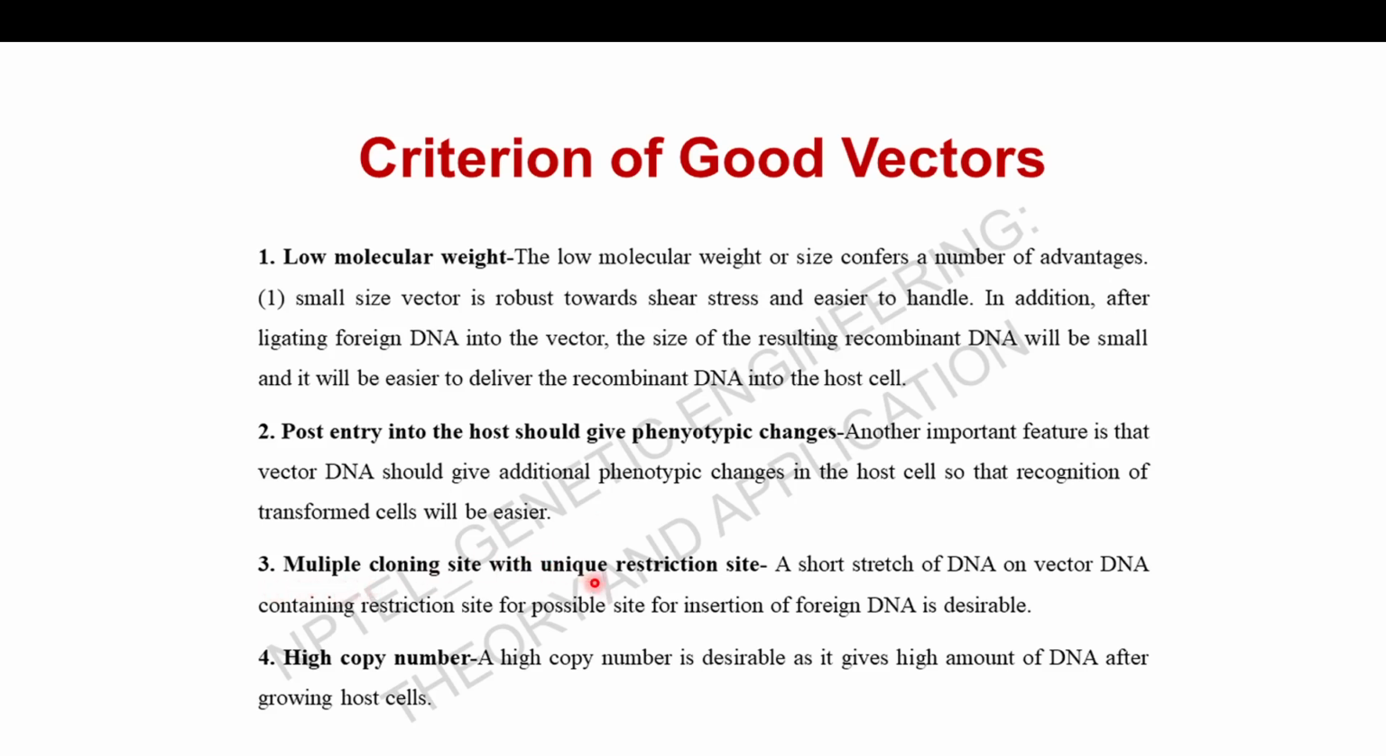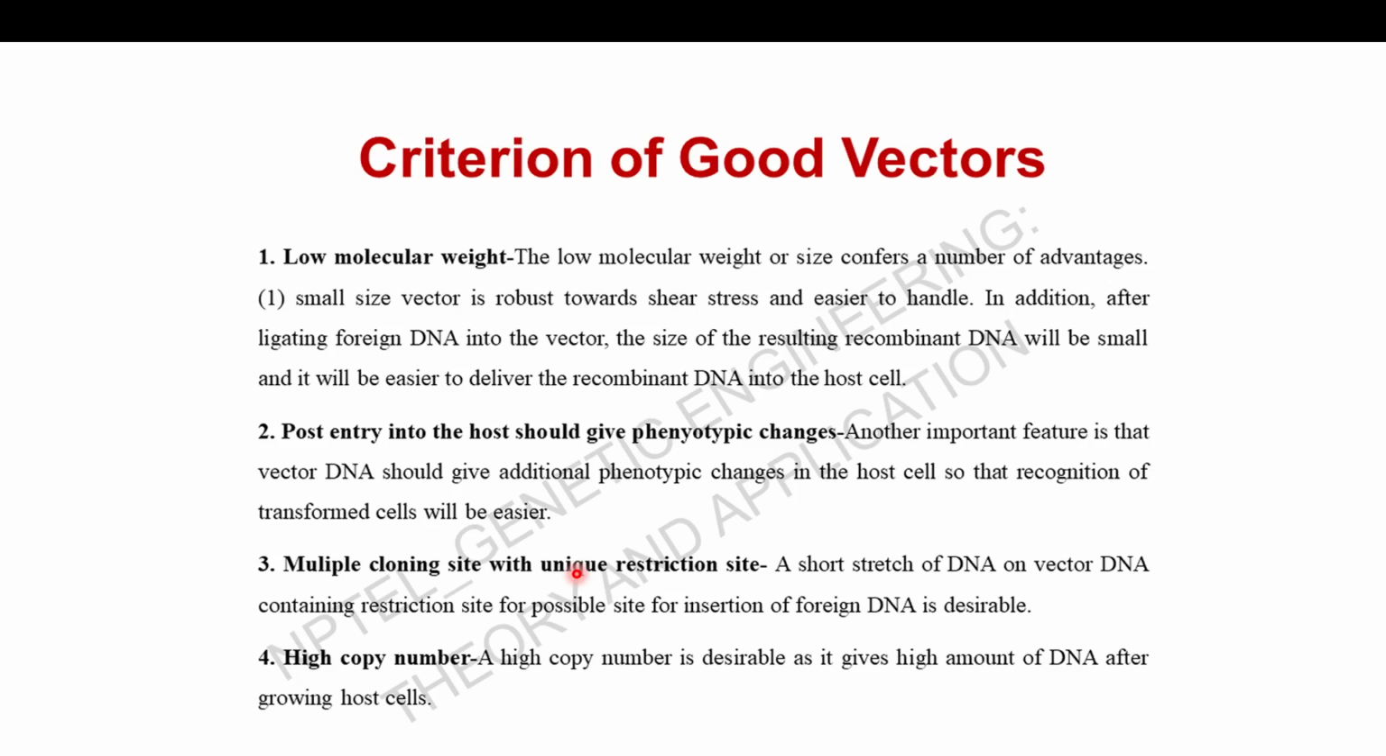Then multiple cloning site with unique restriction site. So a short stretch of DNA on the vector or carrier molecule should contain restriction sites with possible site for insertion of foreign DNA. And again, what we saw earlier is that we need to generate sticky ends in both the vector as well as the gene of our interest that has to be cloned to form the complete recombinant DNA, right?